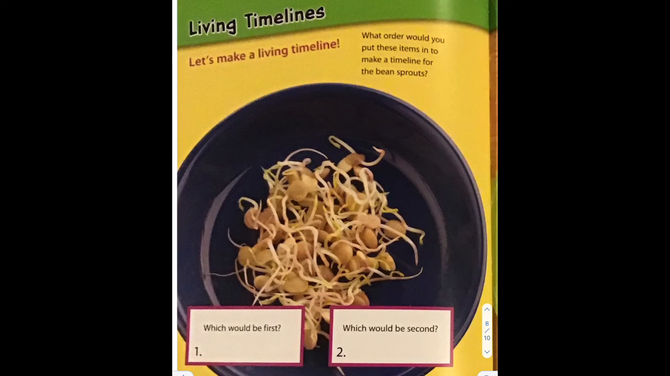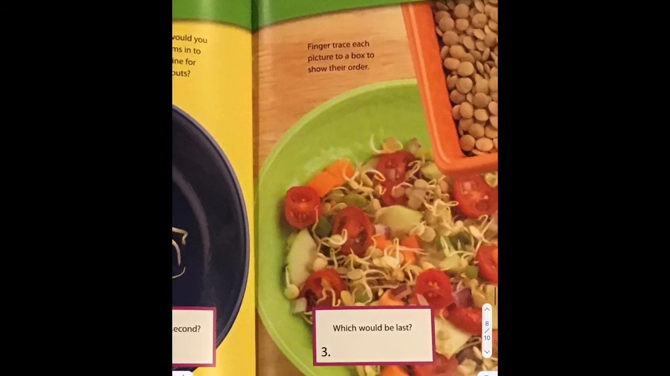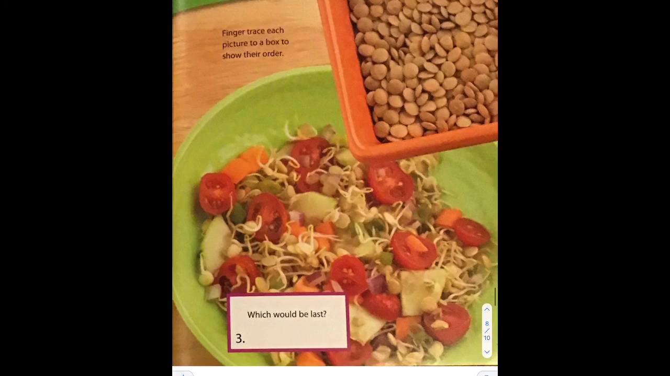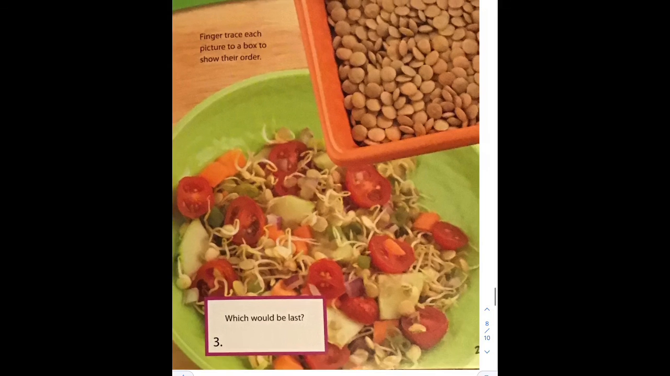Living timelines. Let's make a living timeline. What order would you put these items in to make a timeline for the bean sprouts? Which would be first? Which would be second? Finger trace each picture to a box to show their order. Which would be last?